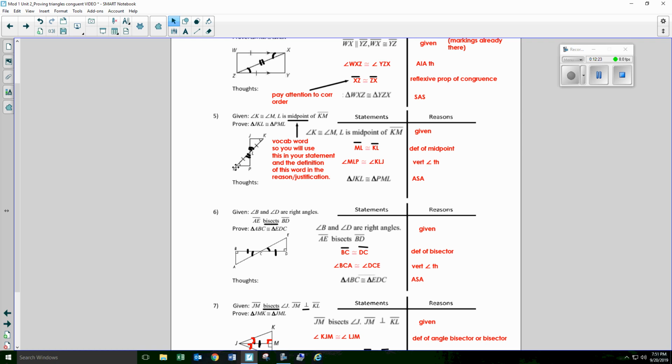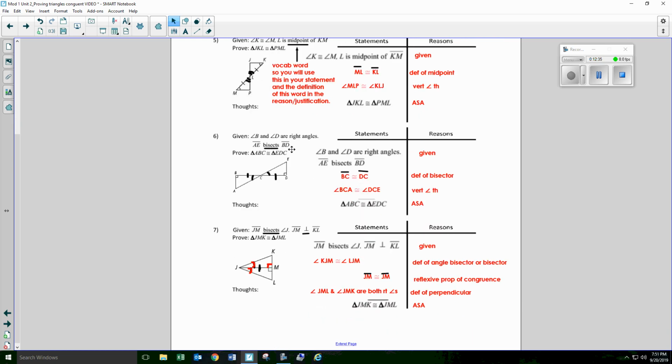And lastly, now we see we have ASA, ASA. So the two triangles are congruent. I copied out the exact same thing right down here, and it's by ASA. I don't get to switch the order. Number 6, angles B and D are right angles. So again, that's a vocab word you're going to be using. Okay.